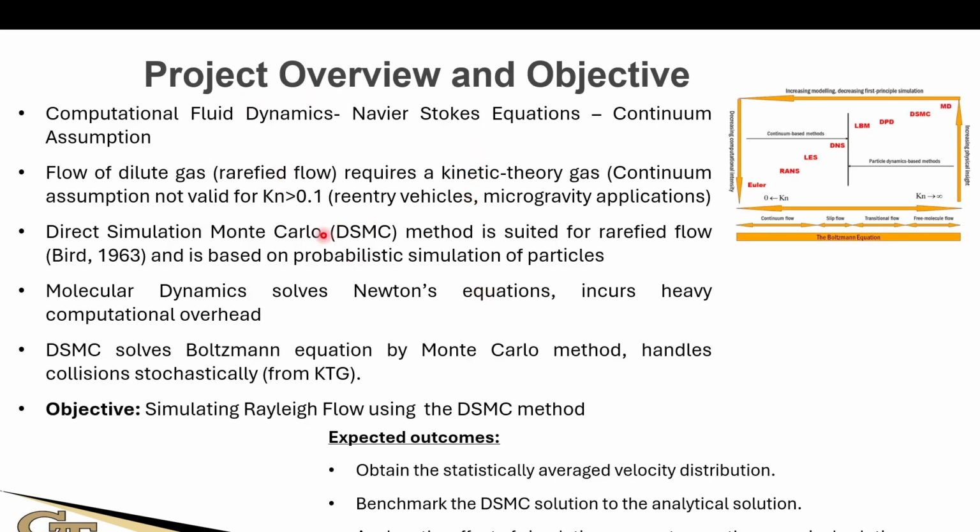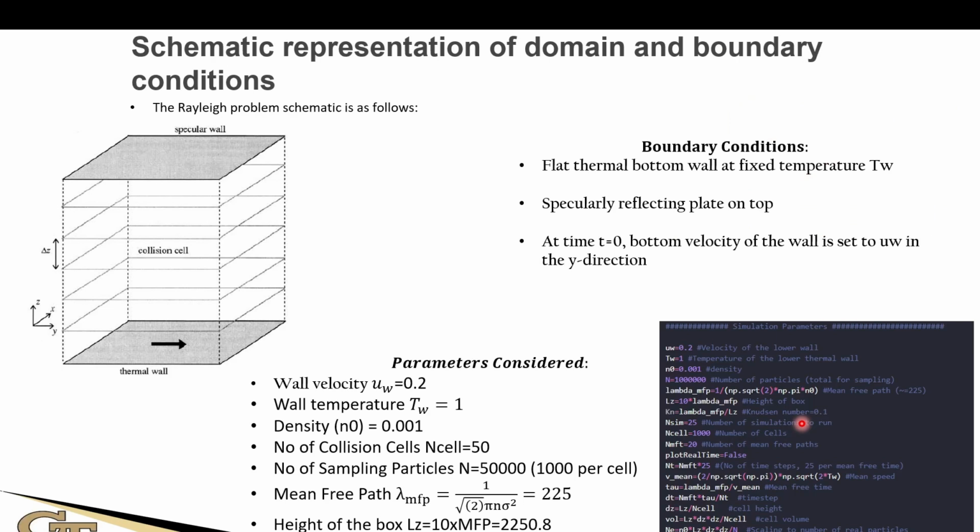The DSMC method is used for rarefied flow, especially when the continuum assumption is no longer valid, and it solves the Boltzmann equation by the Monte Carlo method. The expected outcomes of the project are to obtain the statistically averaged velocity distribution, to benchmark the solution with the analytical solution, and to analyze the effect of simulation parameters on the numerical solution.